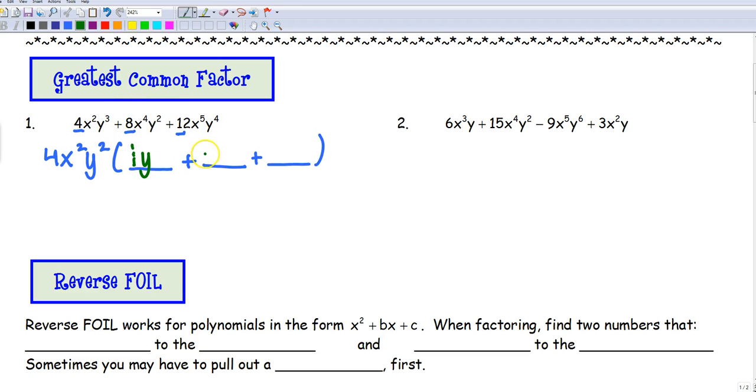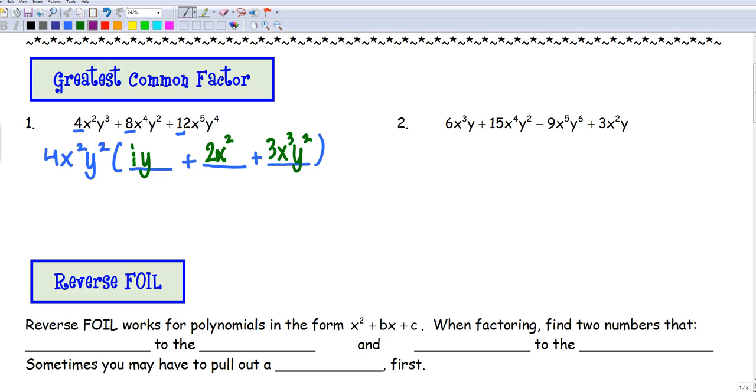Now we have 4 times 2 is 8. X squared times x squared is x to the fourth. And your y squared, you already have enough of those. And finally, you have 4 times 3 is 12. X squared times x cubed is x to the fifth. And y squared times y squared is y to the fourth. And this is your final answer.